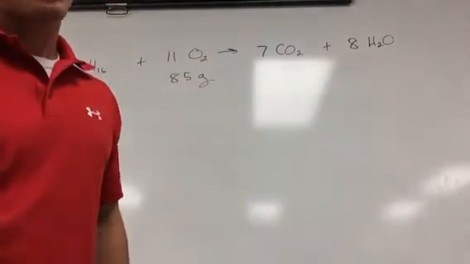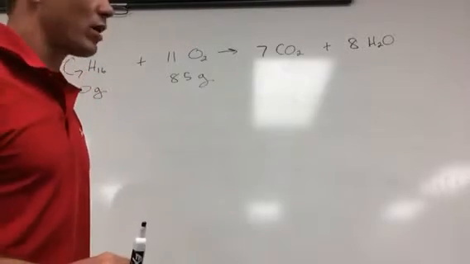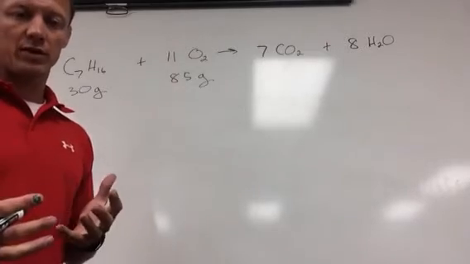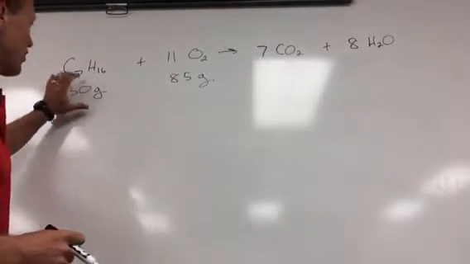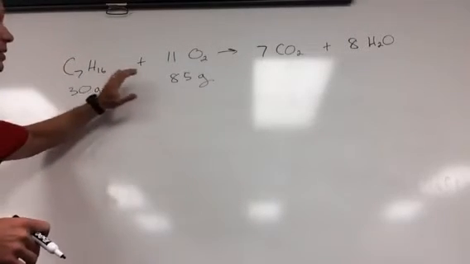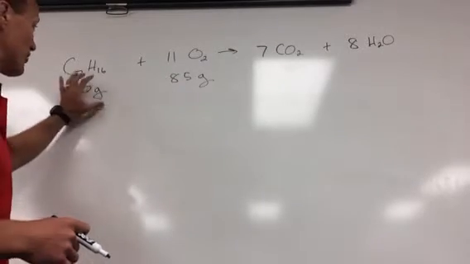Here's question 7 on your review, the limiting reactant problem. Again, a limiting reactant means that one of the reactants is going to run completely out before the other one does. So there's going to be extra of one of them. So in this reaction, we got 30 grams of this carbohydrate compound and 85 grams of oxygen. So the first thing we have to figure out is which of these is the limiting reactant.